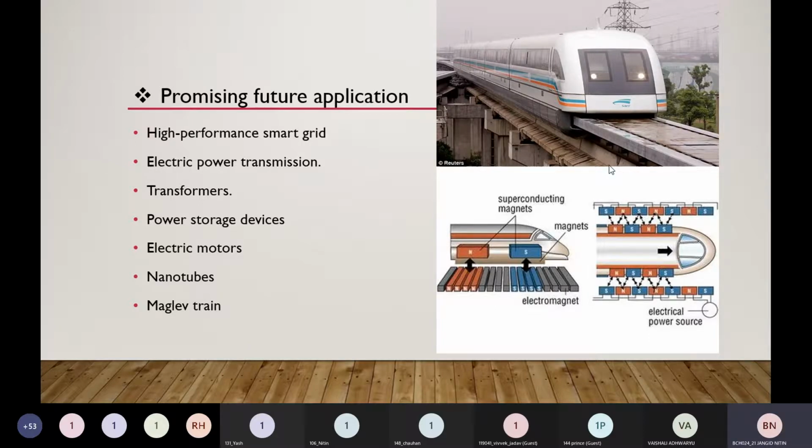And for the future, cost, temperature, and capacity are the concerns about superconductivity, which determine how useful and applicable it will be in the future. Now, for better understanding, I have one video. I will show that in the next slide.